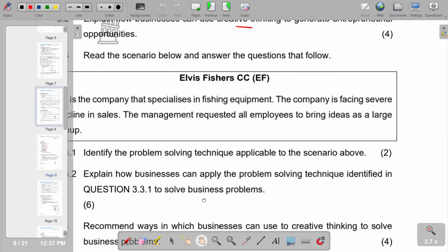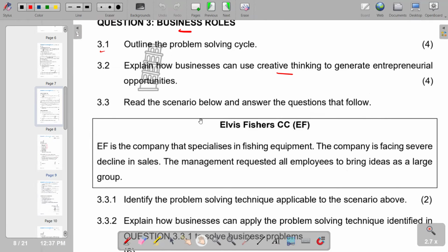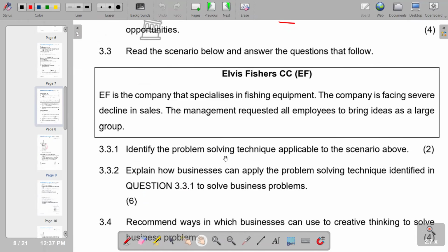The next question is 3.3. Read the scenario below and answer the question that follows. We are given a scenario of Elvis Fishers, whereby it reads: EF is a company that specializes in fishing equipment. The company is facing a severe decline in sales. The management requested all employees to bring ideas as a large group. So the first question says, identify the problem-solving technique applicable to the scenario above.